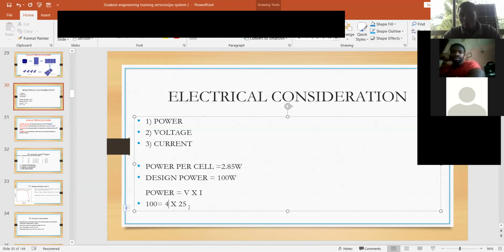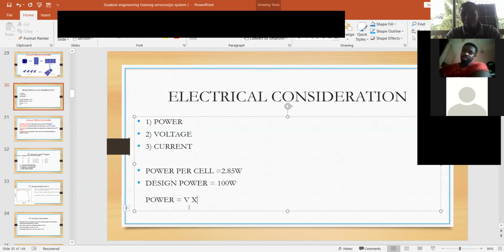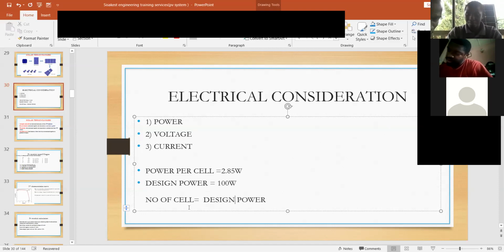So we are designing for 100, so our design power is 100. Then the next thing you will consider is how many cells I will need. Because power is a constant quantity, that will be the design power divided by the power per cell.